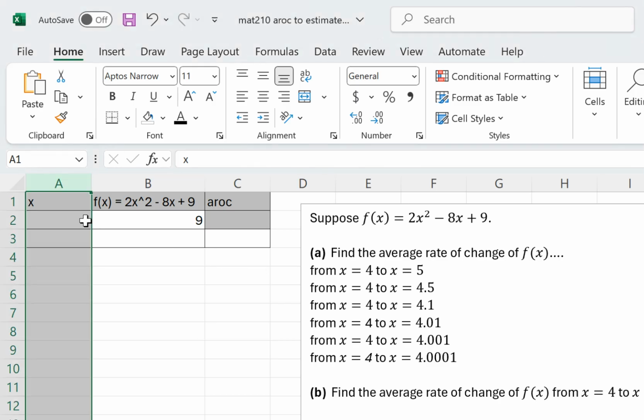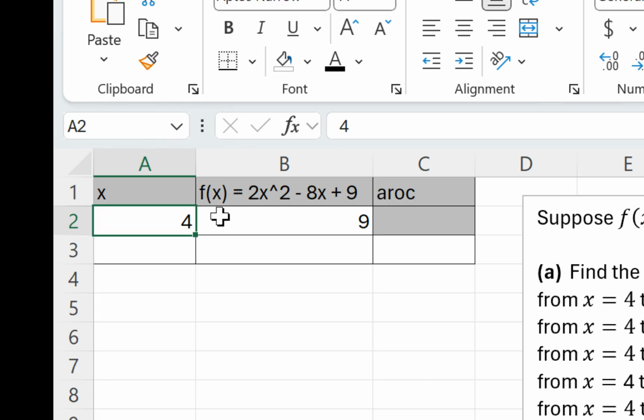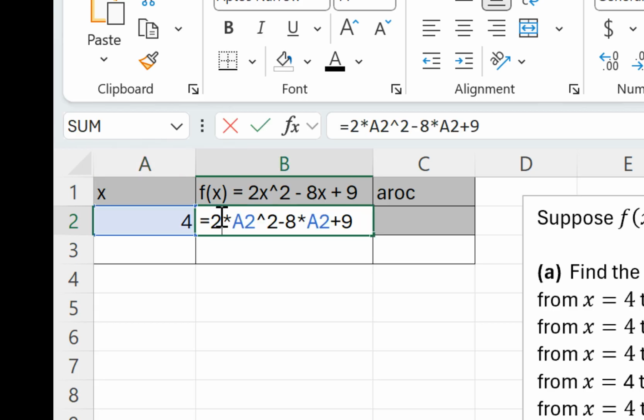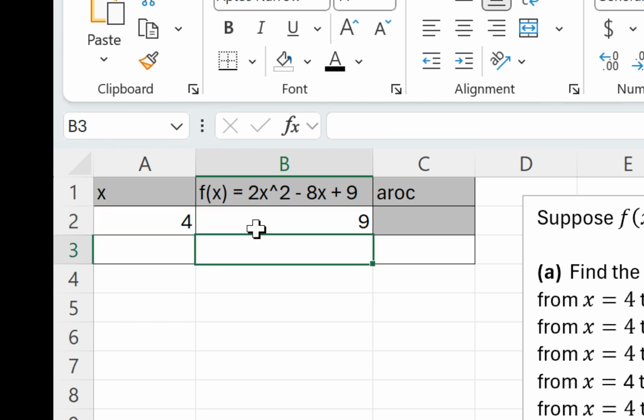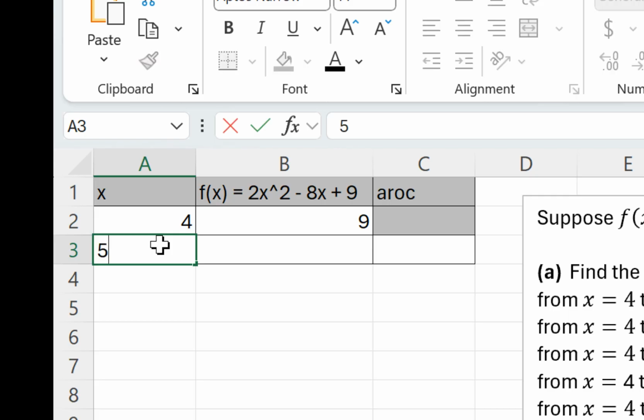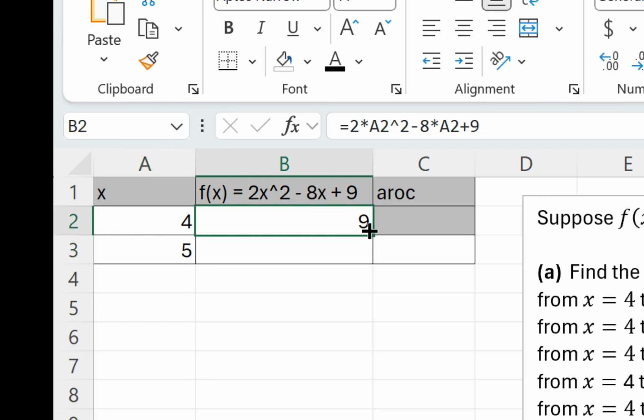So I have already gone in and created labels on our table. I've put in x is 4. And you see that in Excel, I've already identified the function using cell referencing. I'm now going to go down to the next row and put in the second x value, which is 5. And I'll drag down the formula so that it calculates the function value at 5. So we're talking about 2 points on the function, the point (4, 9) and the point (5, 19).